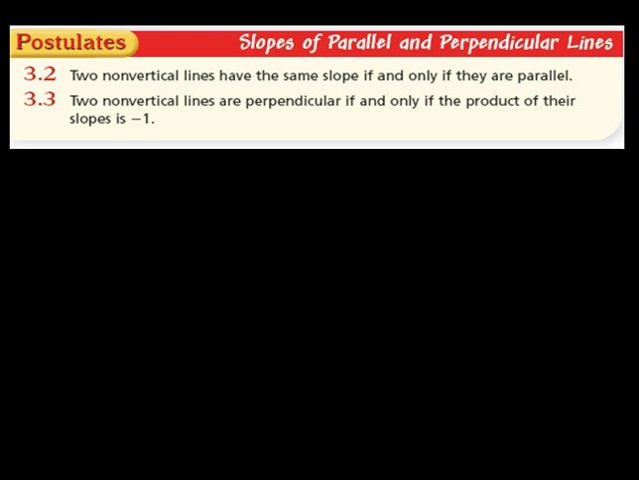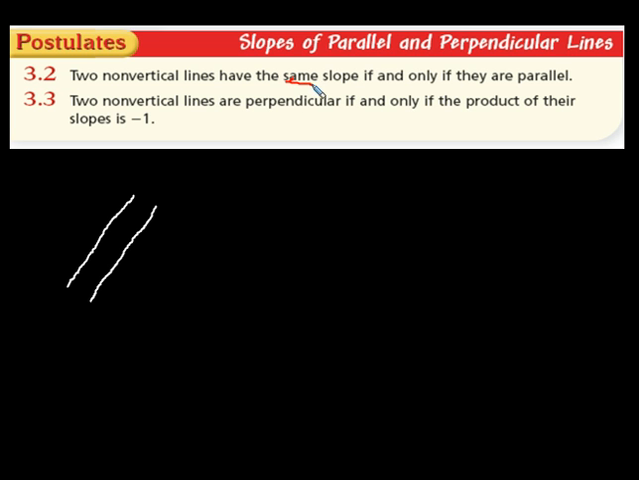Okay, just a couple more things to talk about here. We got a couple of postulates. 3.2 postulate: Two non-vertical lines have the same slope if and only if they are parallel. Okay, so if you have two parallel lines, notice that they are slanting the same, and therefore their slant is the same, their slope is the same. So the slopes of parallel lines will always be the same.